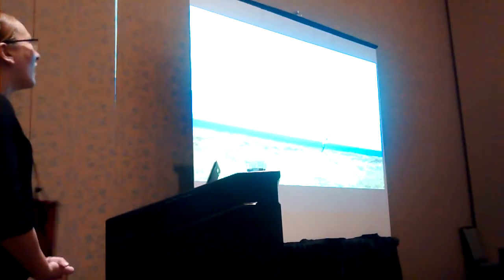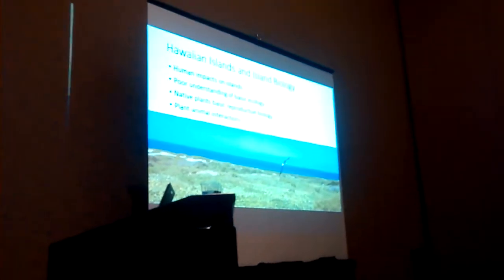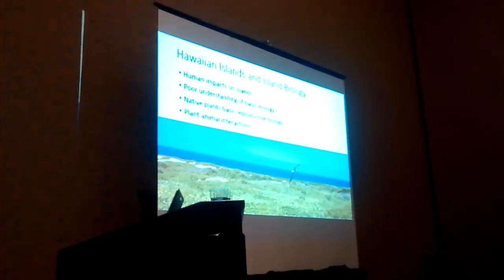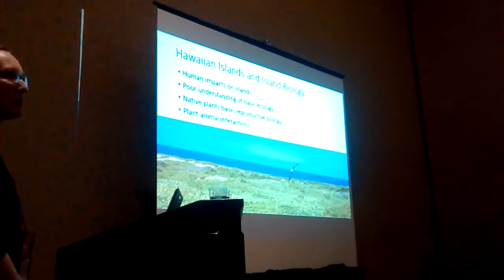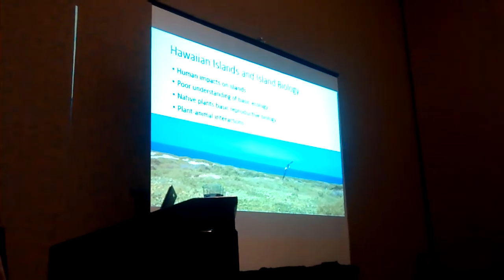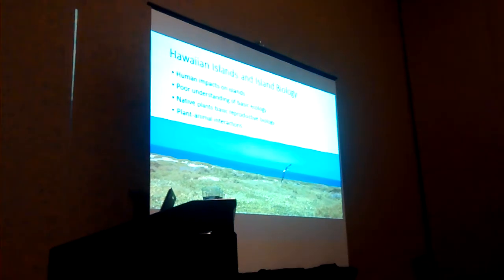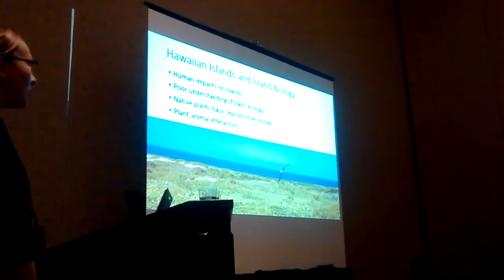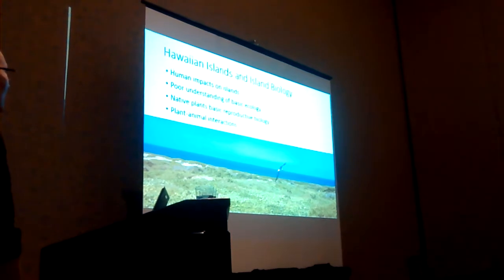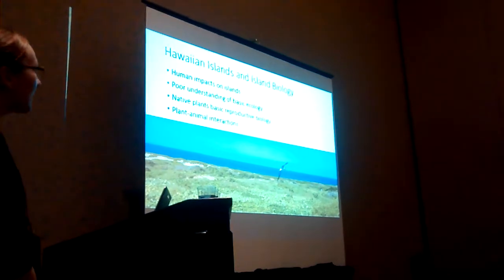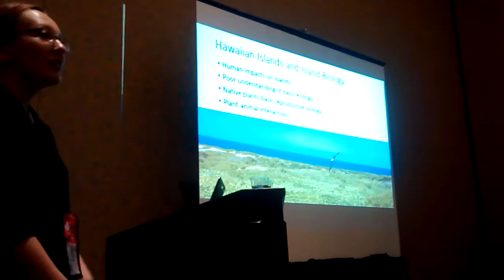Okay, so the Hawaiian Islands, and we can extend this to island biology, have a lot of human impacts on islands, yet at the same time we have a very poor understanding of the basic ecology of the native plants. You can extend this to a lot of native animals and native organisms on islands in general. We can also extend this to a basic understanding of ecology for native species on islands, such as plant-animal interactions, like pollination.